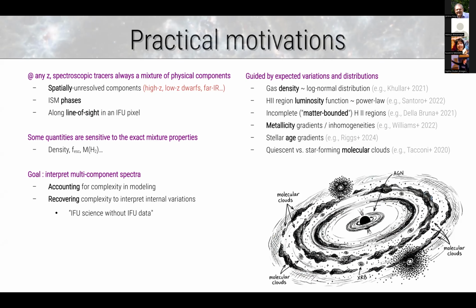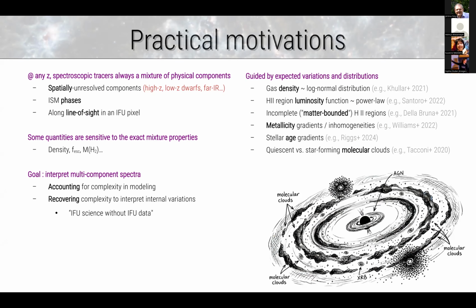And it is important because some specific quantities will be particularly sensitive to the exact mixture properties. It can be the density, the escape fraction of ionizing photons, which I will talk about, or the molecular gas mass fraction, the molecular gas filling factor, sorry. So the goal is to interpret multi-component spectra. We want to account for the complexity in the modeling. And if we can account for it, then it means we can recover that complexity in order to interpret it physically. So in a way, another way to say it is try to do IFU science without IFU data.